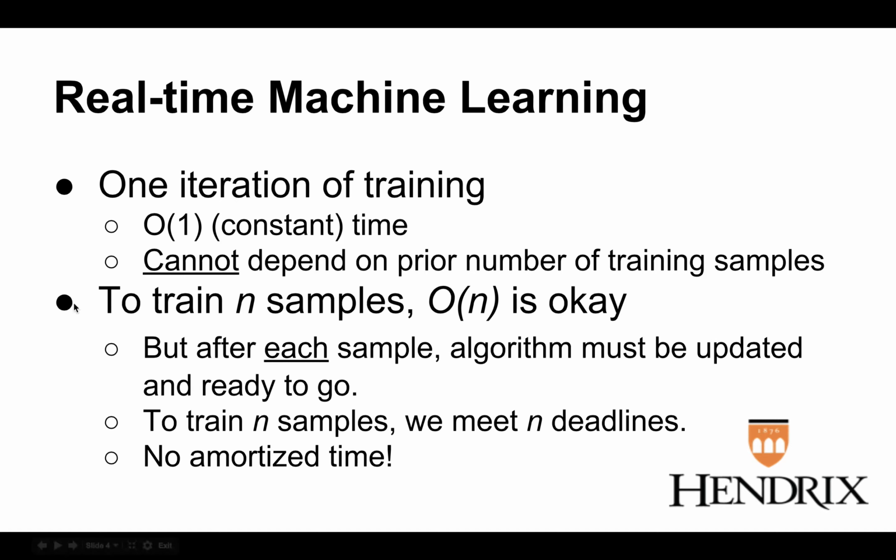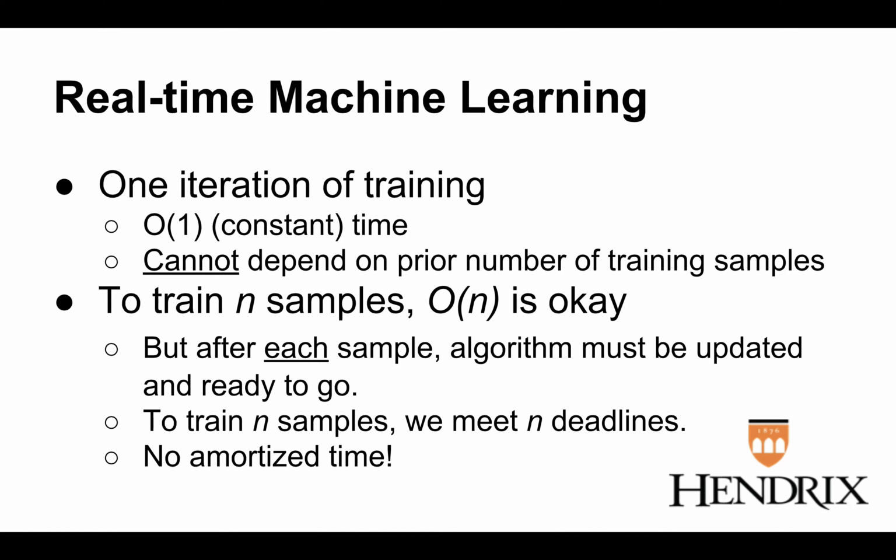Now, something that's very important here is this cannot depend on the prior number of training samples. No matter how much it's seen, it still needs to fit that constant. Constant time might seem like a strong term, and so I want to emphasize here that if we're talking about training n samples, we're really talking about linear time. However, what I want to be clear about is that after each sample, the algorithm must be updated and ready to go. If we're going to train n samples, we need to have met n deadlines in order to satisfy the criteria of interest here.